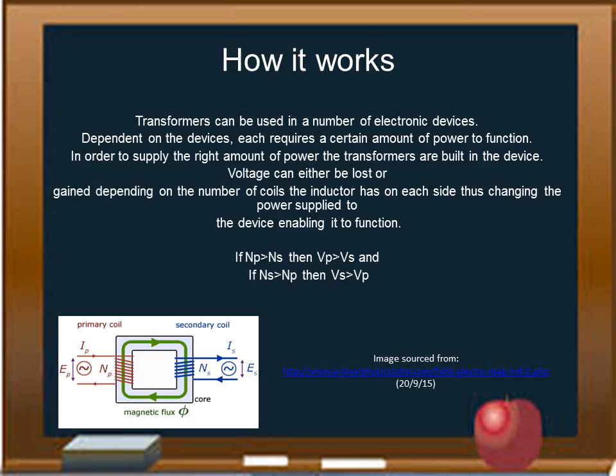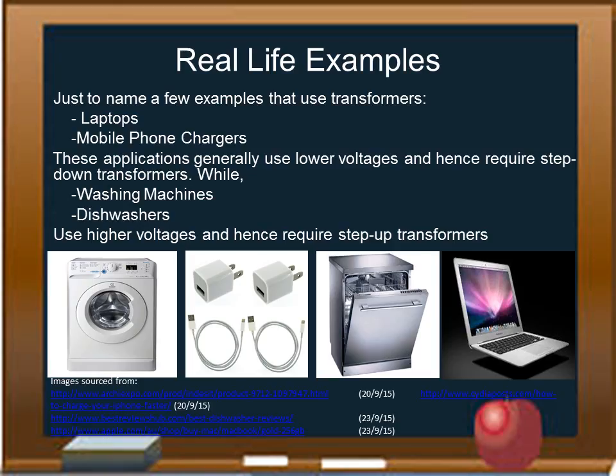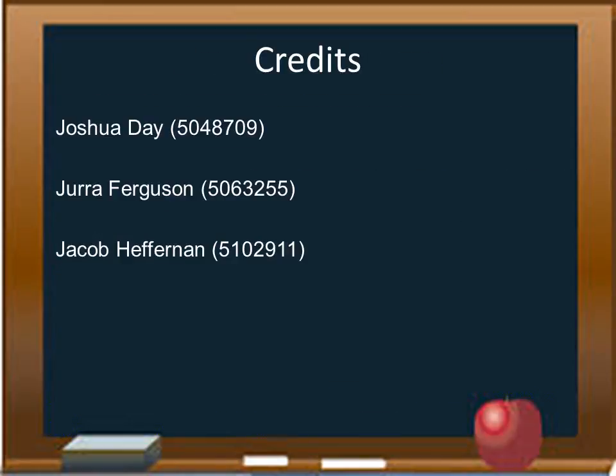Transformers can be used in a number of electronic devices. It is the transformer's job to supply the device with as much power as it requires to function. Voltage can be lost or gained depending on the number of coils the inductor on each side has. That is, if the number of coils on the primary side is greater than the number of coils on the secondary side, then the voltage on the primary side is greater than the voltage on the secondary side, and vice versa. Household products that use a transformer include laptops, phone chargers, washing machines, and dishwashers.